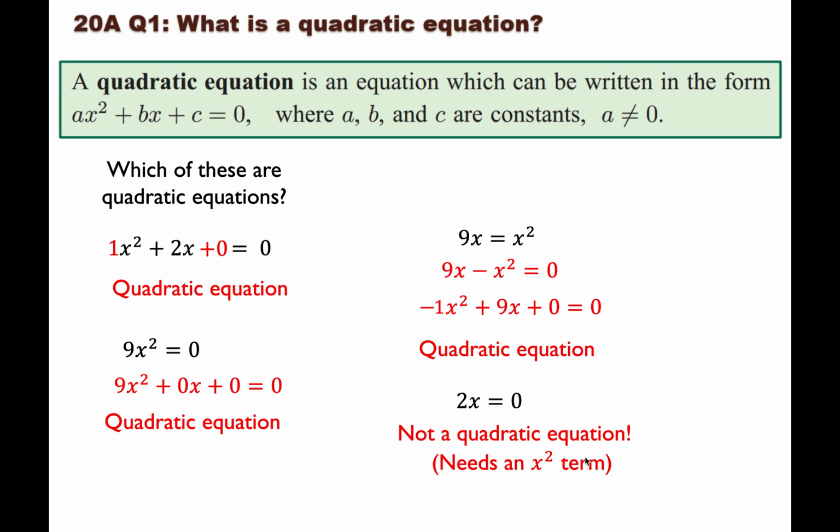Finally, I've sort of given away the answer to this last one. I've got an equation that says 2x equals 0, but this one definitely is not a quadratic equation. Why? Because the coefficient of the x squared term can't be 0. Sure, it's okay if there's no x term or no constant term, but it definitely has to have an x squared term. With no x squared term, it's not a quadratic equation.